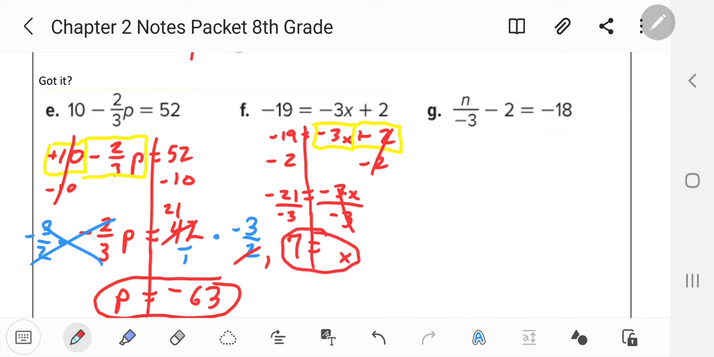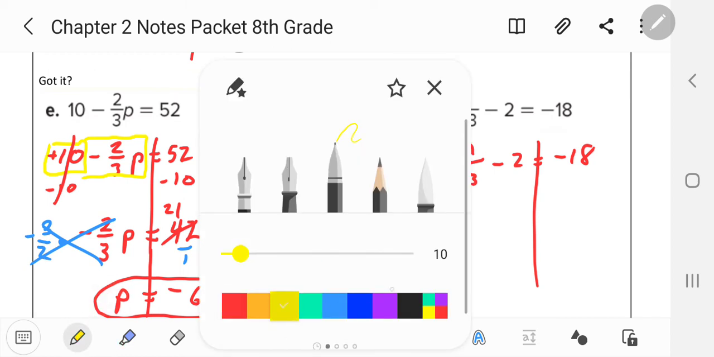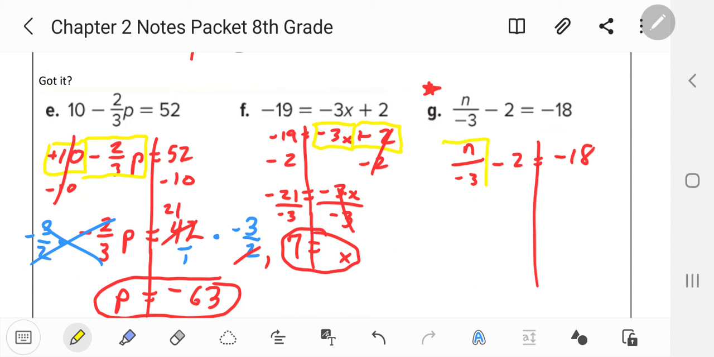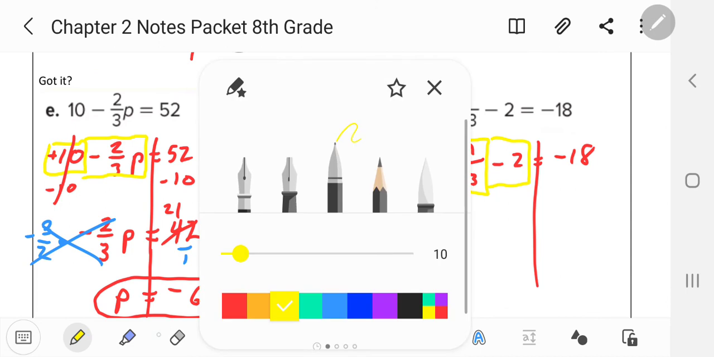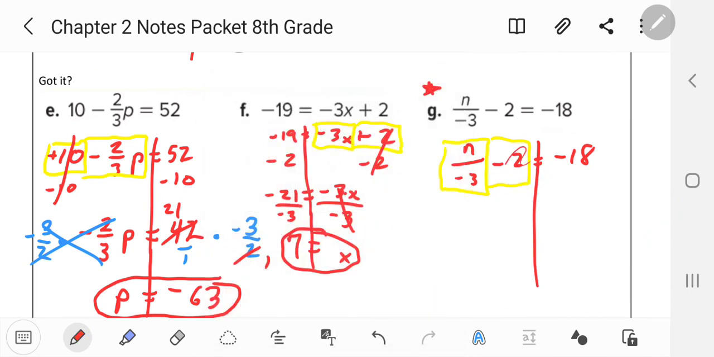G, let's do it. We've got n over negative 3 minus 2. This is a good one to review because it has a new operation that we haven't dealt with yet in our examples. Okay, so we're going to start going left to right. Look at that. There's one term. Oh, and we have a minus 2. So we undo the non-variable term first, which is the minus 2. We do that by adding 2 and adding 2.